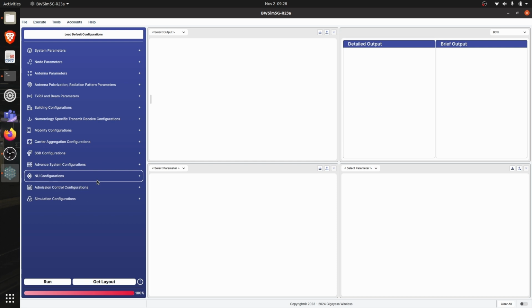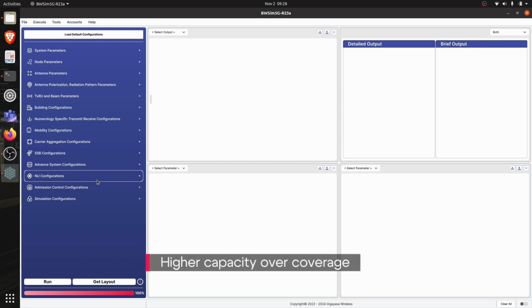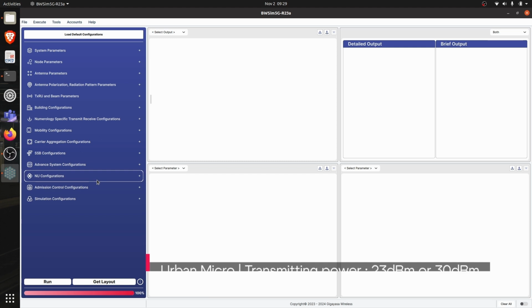The urban micro cell, on the other hand, is mounted on top of shorter structures like traffic signals, lampposts, etc. These urban micro cells are optimized for high capacity rather than network coverage. Typically, the transmitted power is between 23 dBm and 30 dBm.